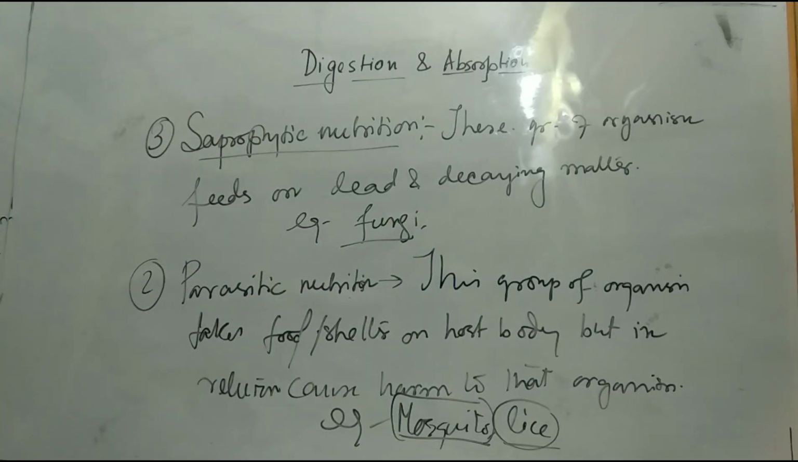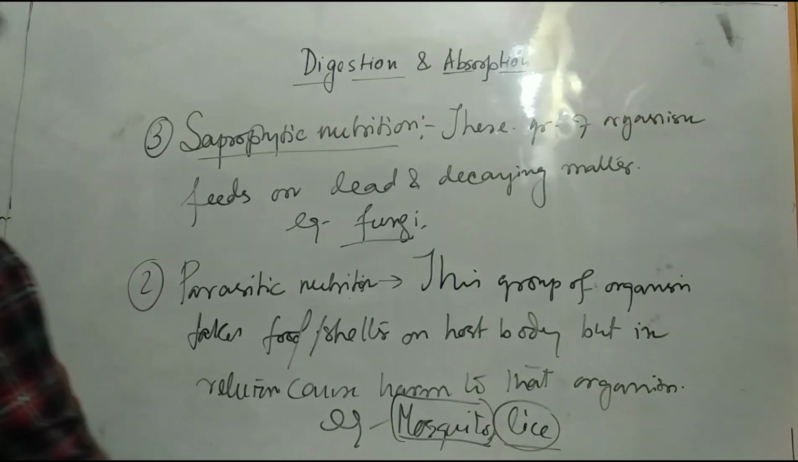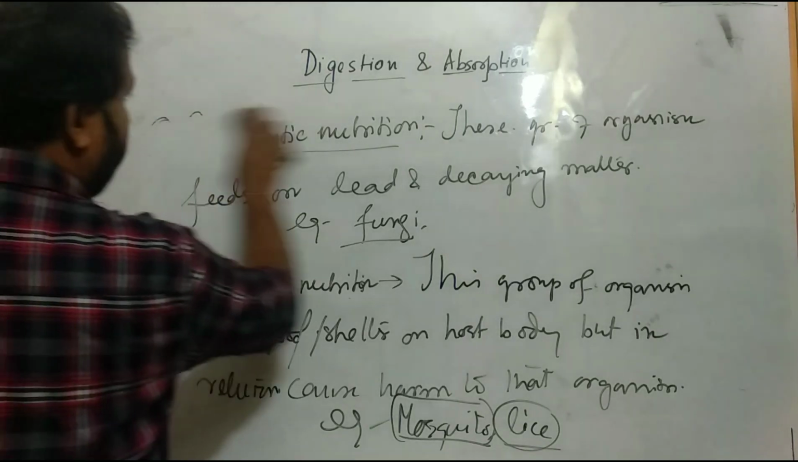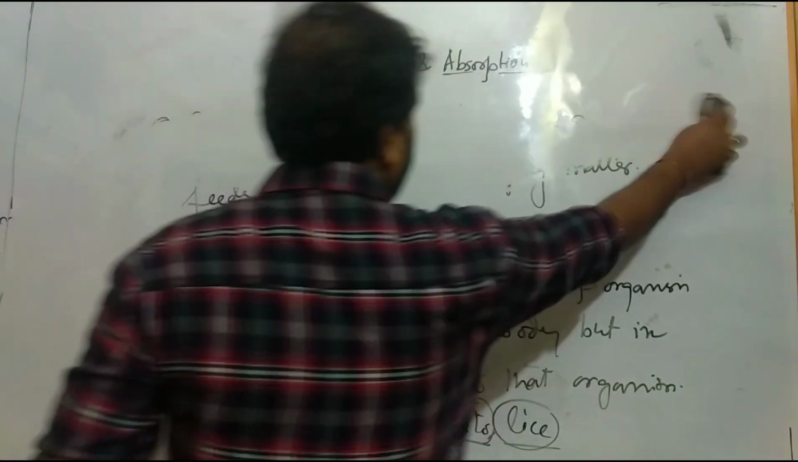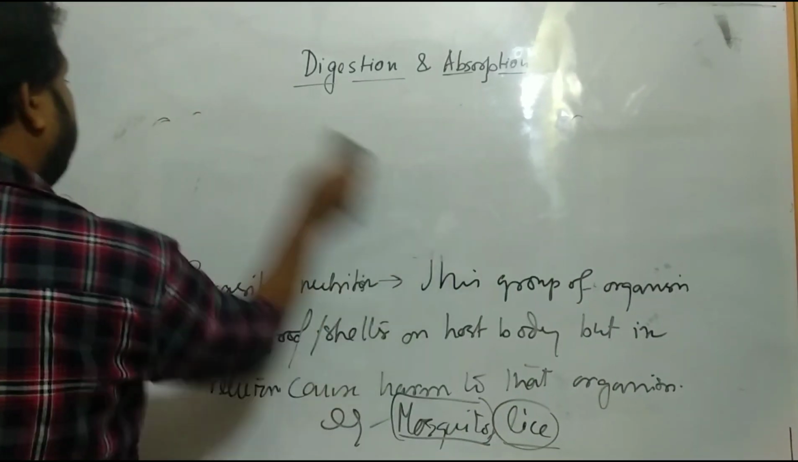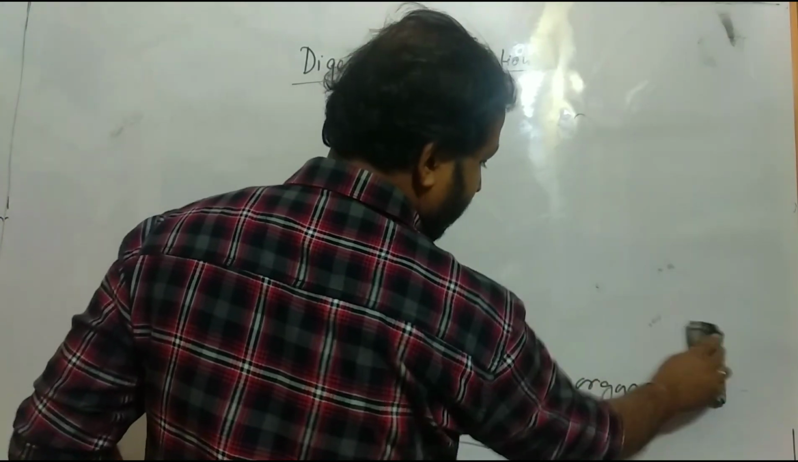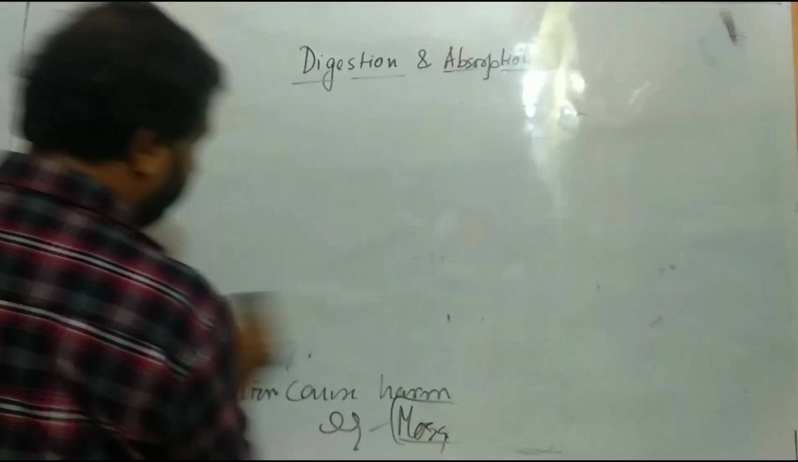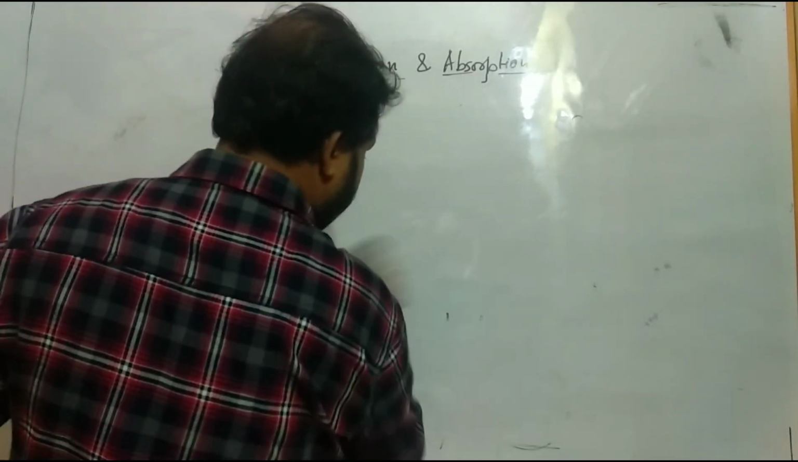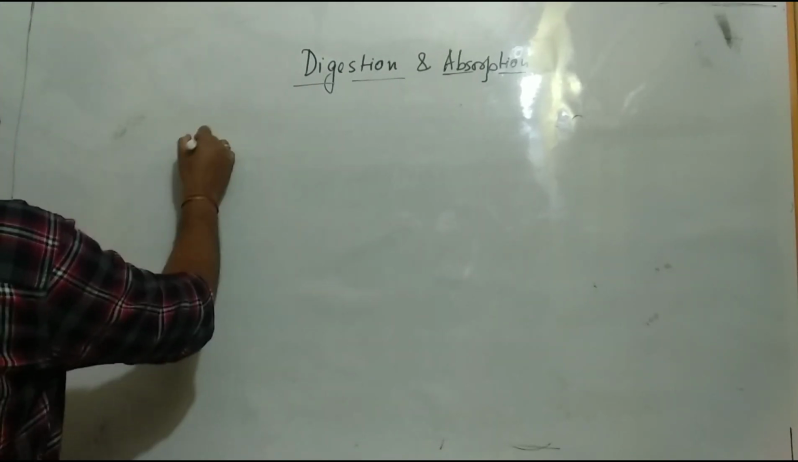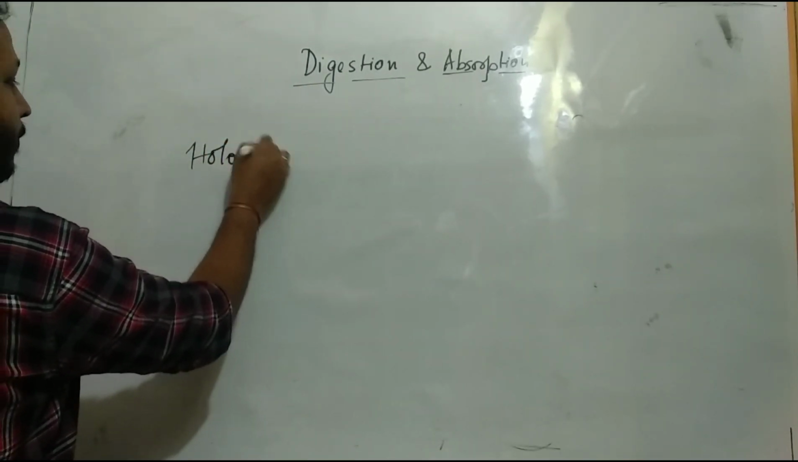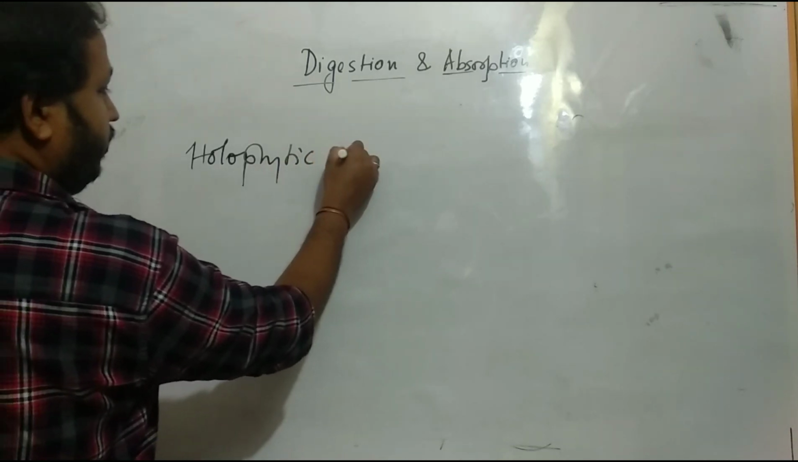One more type is holophytic nutrition. Holophytic organisms do not depend on any other organism. They simply prepare their own food. Example is plant.